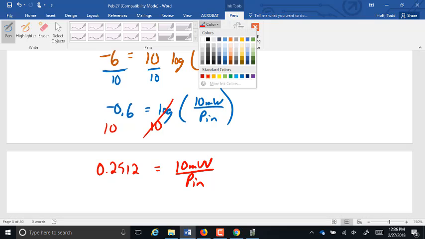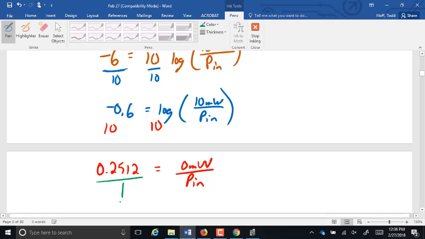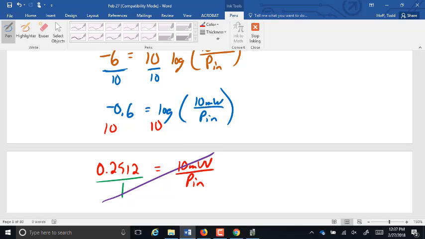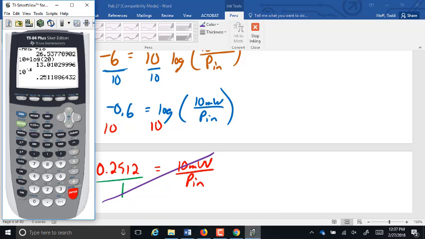How do we solve for P in? Probably the easiest way here is to make it a proportion. So we're going to solve 1 times 10, divided by the 0.2512. So 1 times 10 is 10 divided by that previous answer. It's going to give us 39.81.